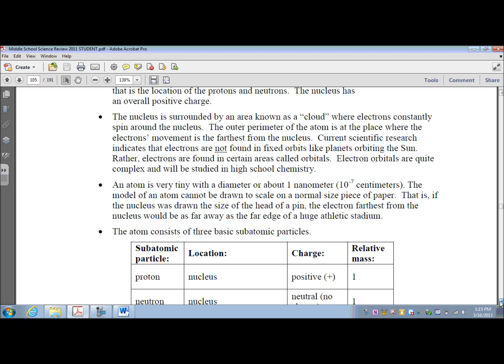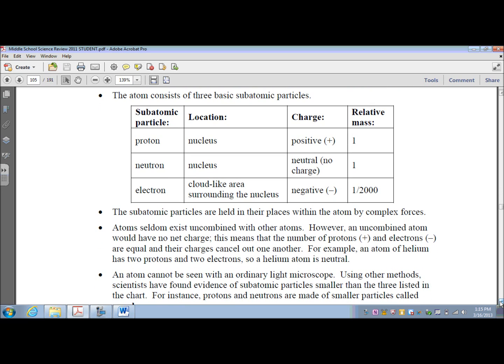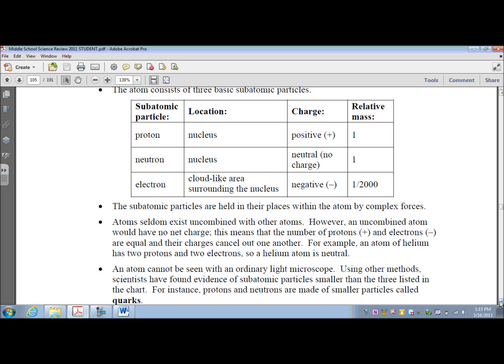The atom consists of three basic subatomic particles. Protons, which are located inside the nucleus, have a positive 1 charge and a relative mass of about 1. Neutrons, which are also inside the nucleus, have a neutral or no charge and a relative mass of about 1 as well. Electrons are surrounding the nucleus in the cloud-like area. They have a negative charge and are about 1/2000th of the mass of a proton or neutron.